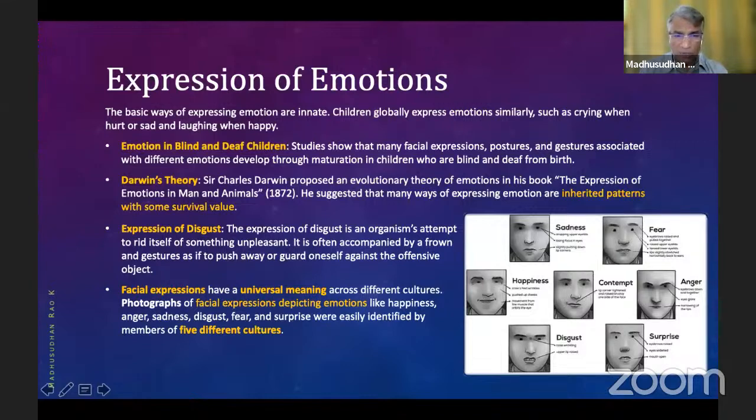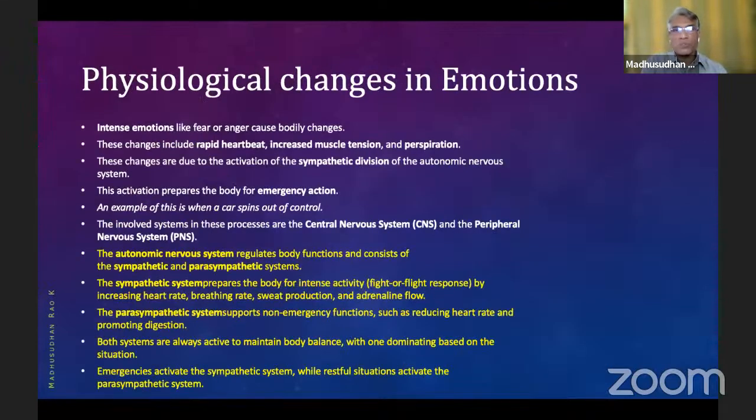Facial expressions have universal meanings across different cultures. Photographs of facial expressions depicting emotions like happiness, anger, sadness, disgust, fear, and surprise were easily identified by members of 5 different cultures.